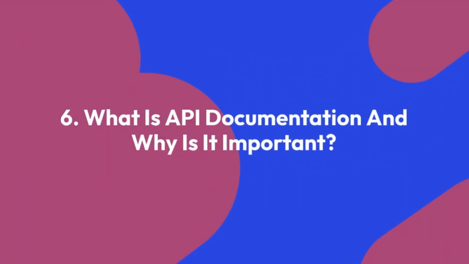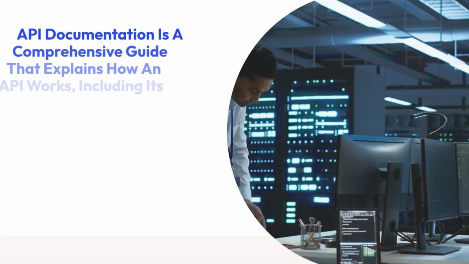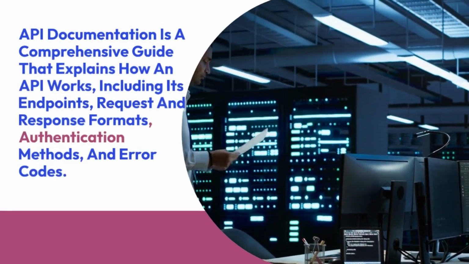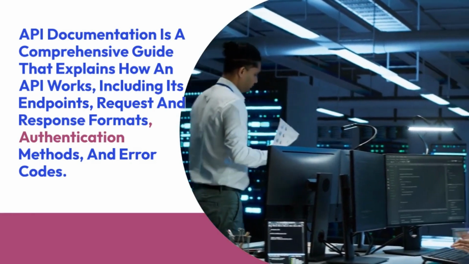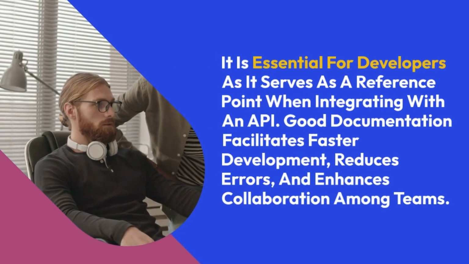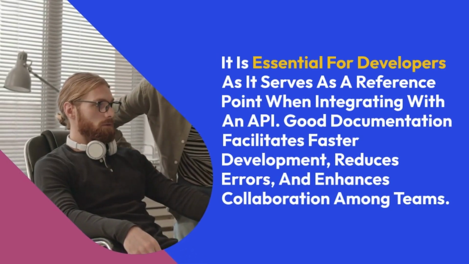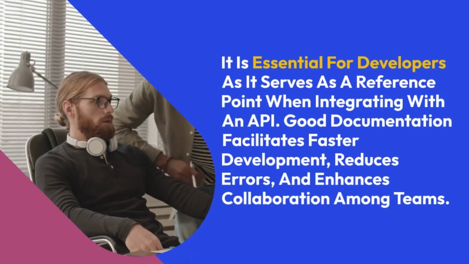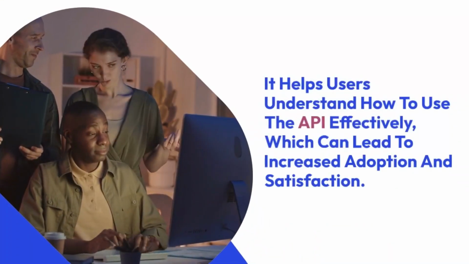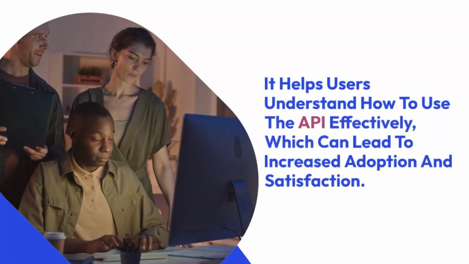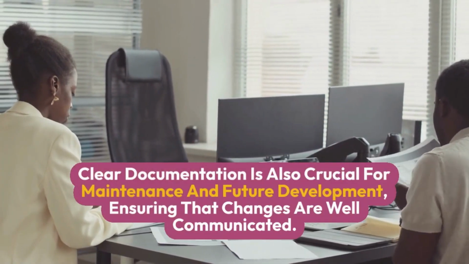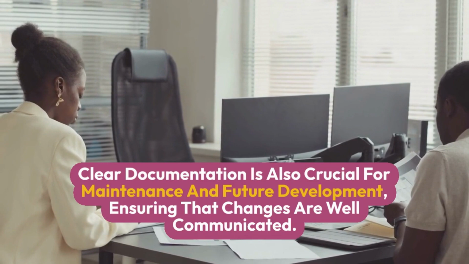6. What is API documentation and why is it important? API documentation is a comprehensive guide that explains how an API works, including its endpoints, request and response formats, authentication methods, and error codes. It is essential for developers as it serves as a reference point when integrating with an API. Good documentation facilitates faster development, reduces errors, and enhances collaboration among teams. It helps users understand how to use the API effectively, which can lead to increased adoption and satisfaction. Clear documentation is also crucial for maintenance and future development, ensuring that changes are well communicated.